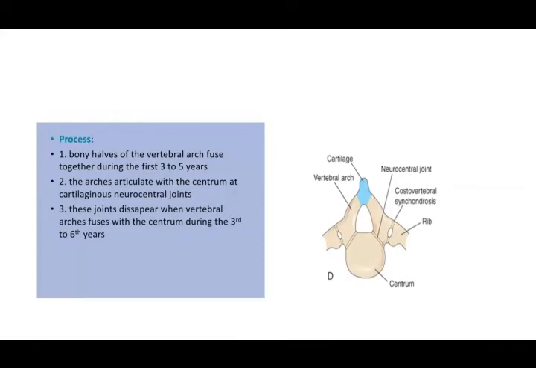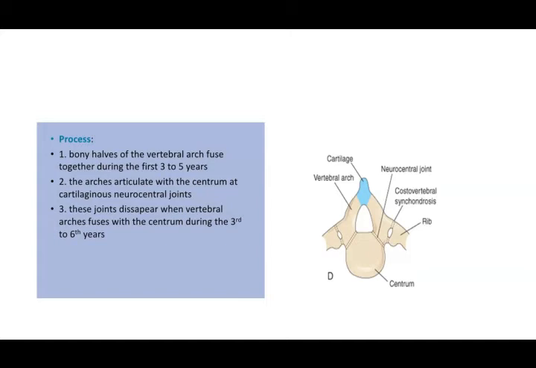So the bony halves of the vertebral arch fuse together during the third to the fifth year. The arches articulate with the centrum at the cartilaginous neurocentral joints. These joints then disappear when the vertebral arches fuse with the centrum during the third to the sixth year. So initially you have these neurocentral joints, which are then ultimately fused, because then this is all going to be fused together. So first the neural arches have two centers and there is one in the centrum, and then these are going to unite together by these neurocentral joints.